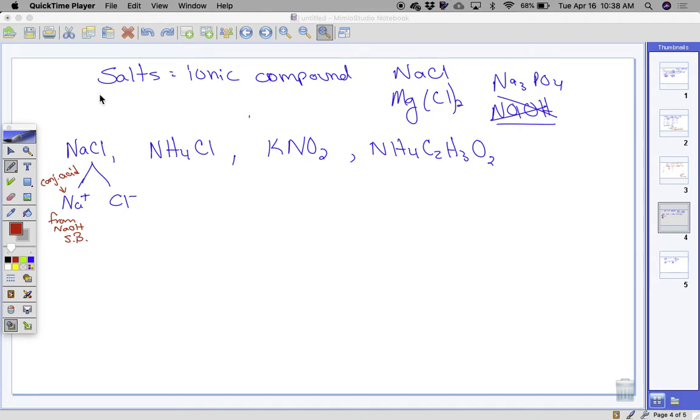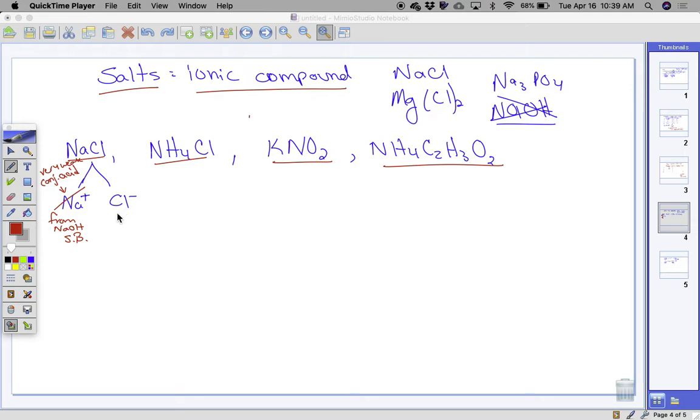All right, so we're talking about salts. Salts are ionic compounds. We have 4 ionic compounds here that we have to decide if they're acidic, basic, or neutral. We're taking apart the salts into their ions and deciding where they came from. So Na plus came from NaOH, which is a strong base. So strong bases have very weak conjugate acids. They are so weak, they don't affect the pH. So this one is not going to affect the pH.